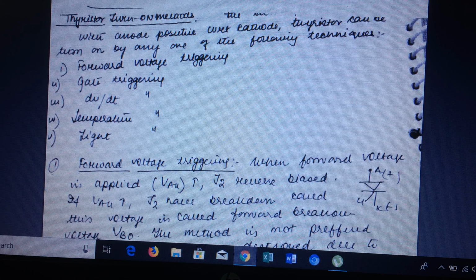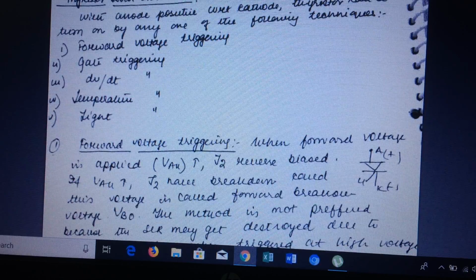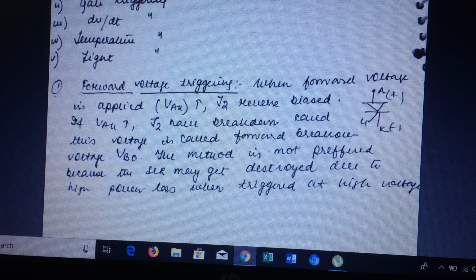In forward conduction mode we have seen that when there is an increase in the anode cathode voltage, the thyristor shifts from the blocking condition to conduction mode, right? Same case, see the first method here: forward voltage triggering. With the forward voltage, that is VAK, increased, J2 is reverse biased as we all know. When VAK is increased, J2 will face a breakdown, called avalanche breakdown or forward breakdown voltage, that is VBO, which you can see from the previously drawn graph in the VI characteristics of thyristor, right?